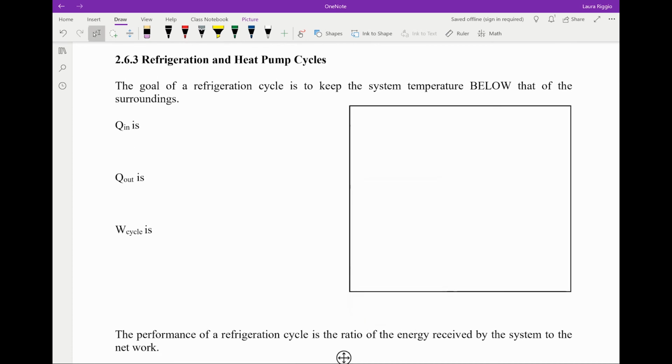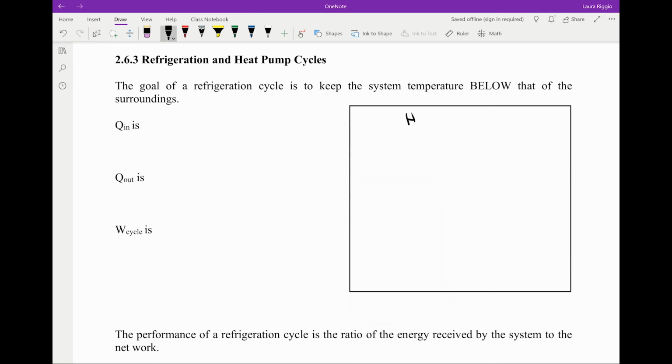The other two types of cycles that we're going to go over are heat pump and refrigeration cycles. They're the same, it just depends on whether you care about Q out or Q in. So the goal of a refrigeration cycle is to keep the system temperature below that of the surroundings. If you think of your refrigerator or your air conditioning system in your house, you're trying to keep the inside of your refrigerator, the inside of your house, colder than the outside temperature.